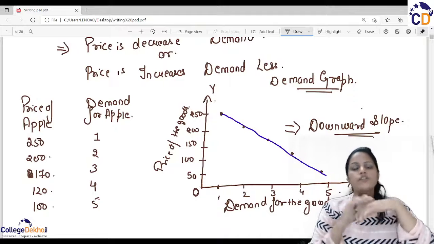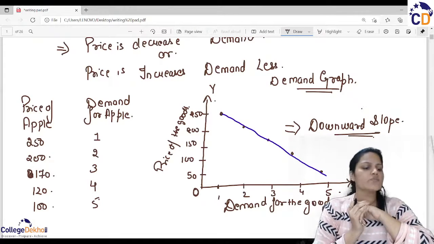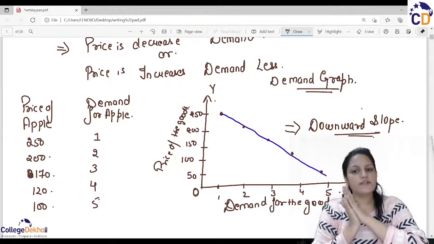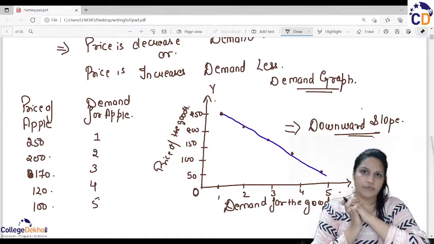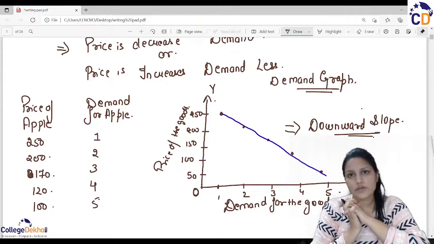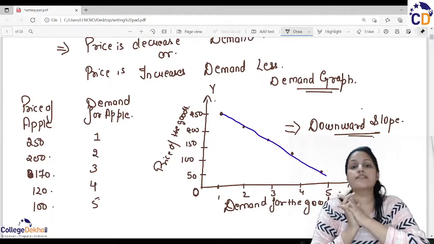Clear? So this is a little bit of introduction about demand. And there are so many other points under this chapter, which will help you understand more about demand and the process of demand. To understand this, always remember to correlate this topic with the surroundings of your daily life.